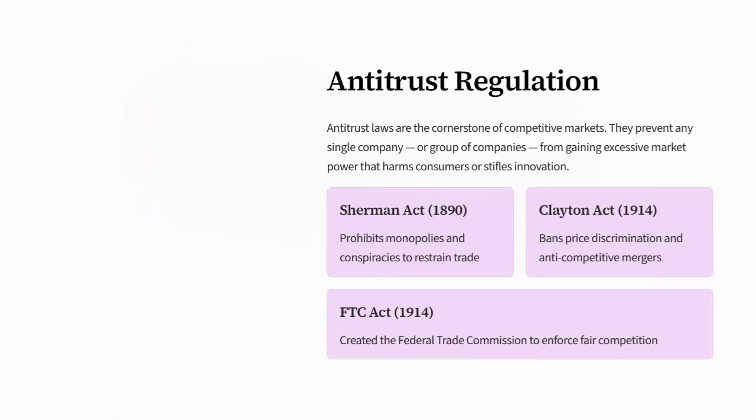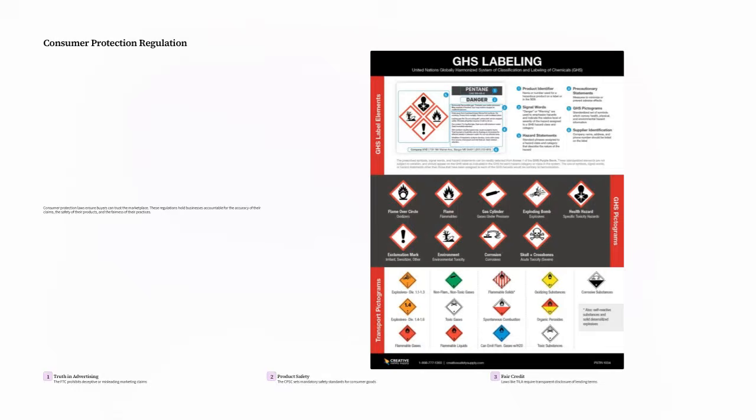In this way, regulation helps markets serve the broader public interest. Antitrust regulation is designed to keep markets competitive and protect consumers. Its central purpose is to prevent companies from gaining excessive market power in ways that raise costs, limit choice, or discourage innovation. The Sherman Act of 1890 targets monopolies and agreements that restrain trade. The Clayton Act, passed in 1914, addresses practices such as price discrimination and anti-competitive mergers. Also in 1914, the FTC Act created the Federal Trade Commission, giving the government a dedicated agency to enforce fair competition. Together, these laws form a foundation of U.S. antitrust policy.